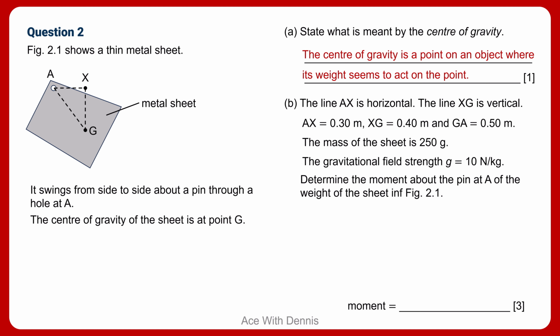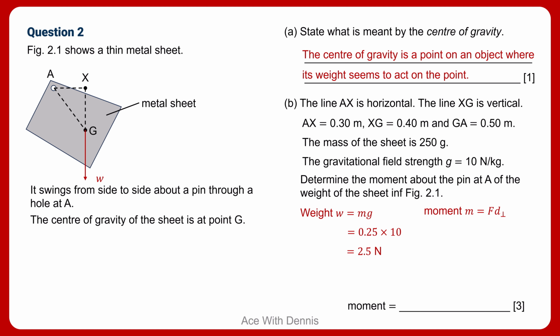3 marks. Alright, before we determine the moment, first we need to determine the weight of the metal sheet. We use this formula, W equals mg, where the weight is pointing downwards. Then we substitute the values, the mass given 250 grams, we convert to kilograms, it will become 0.25, and the g given is 10. Hence, the weight of this metal sheet is 2.5 newtons.